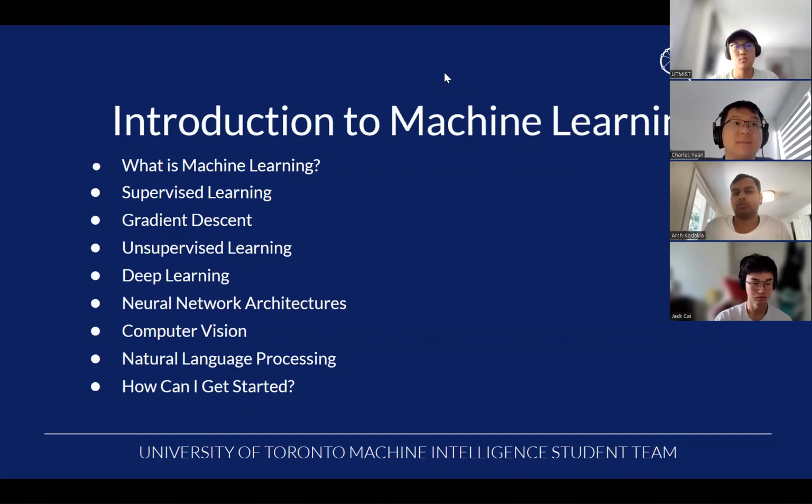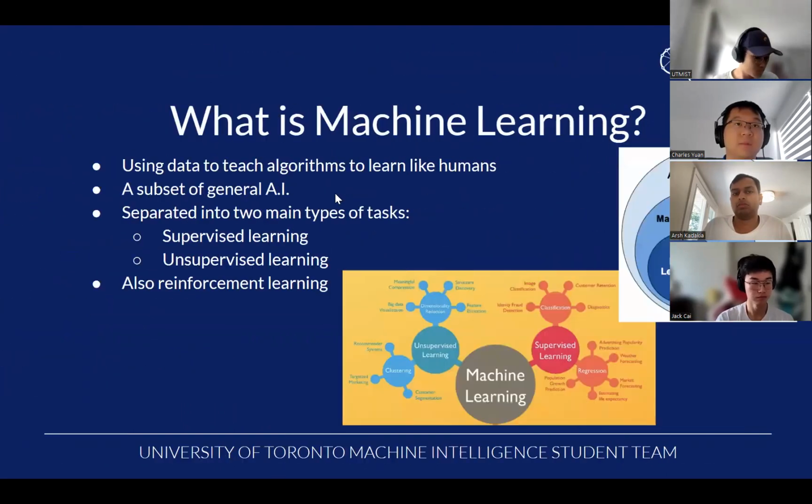Next slide. Okay, so first of all, what is machine learning? You might have heard the term tossed around with other terms like artificial intelligence and deep learning, but they actually don't all mean the same thing. Machine learning is a subset of general AI, and deep learning in turn is a subset of machine learning.